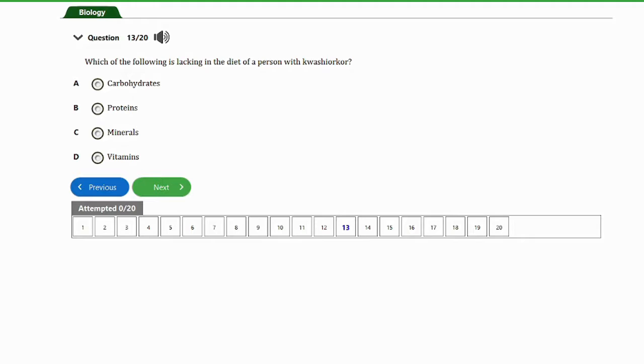So guys, the answer to this question is option B, and that's proteins. The diet that is lacking in a person with kwashiorkor is proteins. So let's look at the next question, guys.